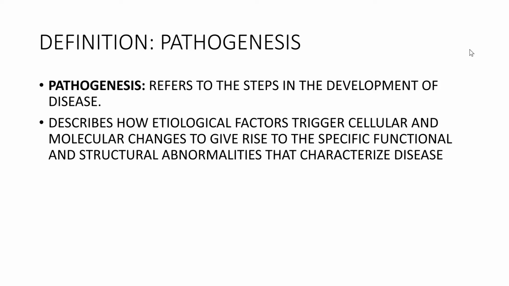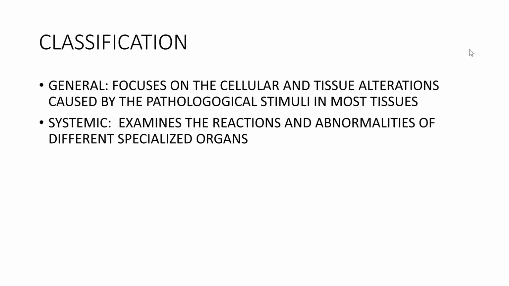Pathology can be classified into general and systemic. General pathology focuses on the cellular and tissue alterations caused by the pathological stimuli in most tissue, whereas systemic pathology examines the reactions and abnormalities of different specialized organs. We know that most cells have a general response to a particular pathological stimulus, and this is universal for all these cells. This is what general pathology looks at.